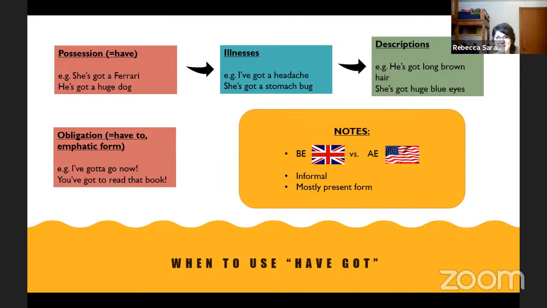So in this sense, it means that you're possessing that thing. In this case, it's basically the same thing as have. You can say I have a dog, but you can say I've got a dog. You can say I have a car, but you can also say I've got a car. So in that sense, it's the same.